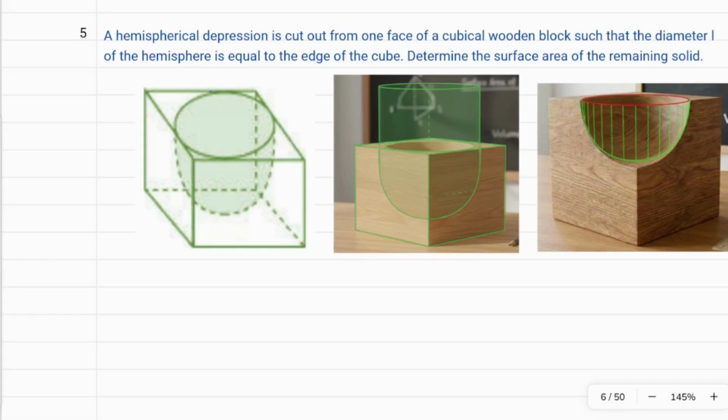Okay, now let's do question number 5. A hemispherical depression is cut out from one face of the cubical wooden block such that the diameter of the hemisphere is equal to the edge of the cube, and we have to determine the area of the remaining solid.